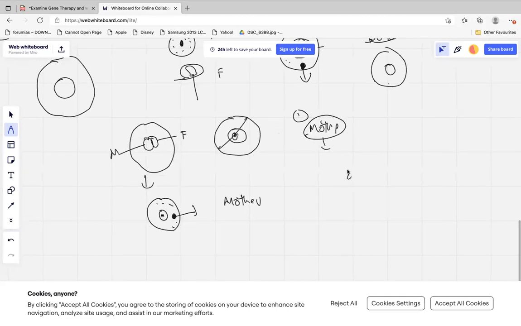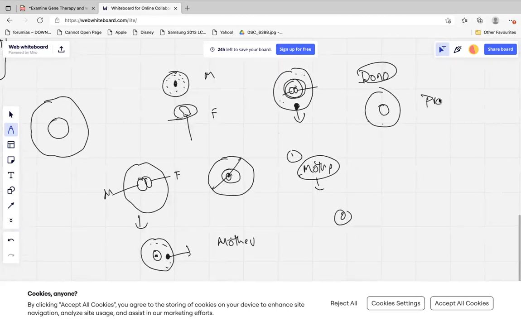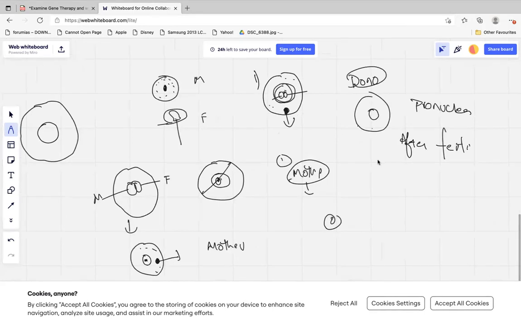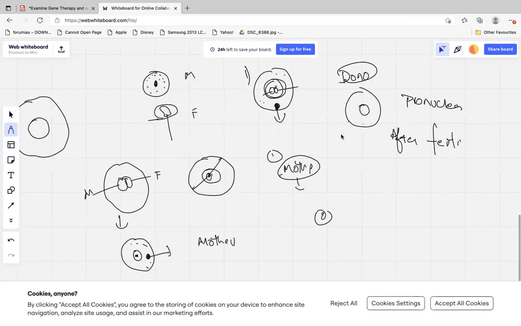There is also a second way. This is pronuclear transfer. This is done after fertilization, right? Fertilization means the mother cell and father cell fuse together, forming the zygote. Then I remove this nucleus and put it in the healthy egg cell of the donor. This is happening after the fertilization.